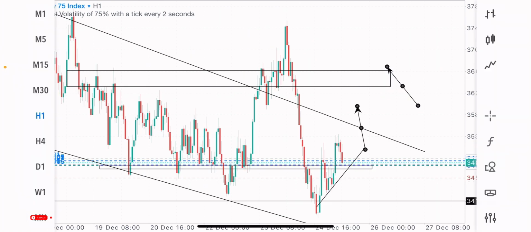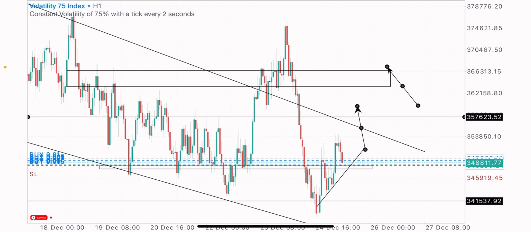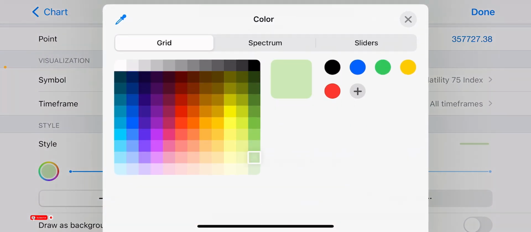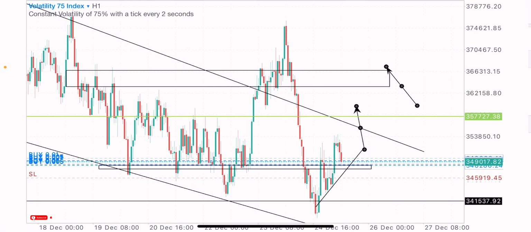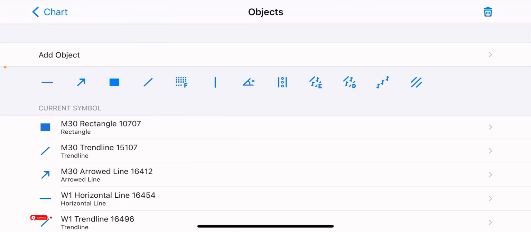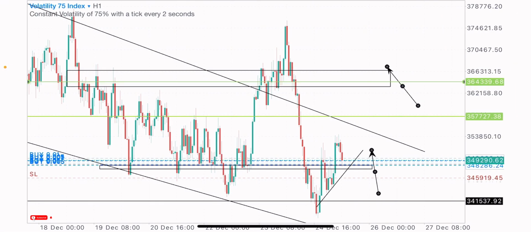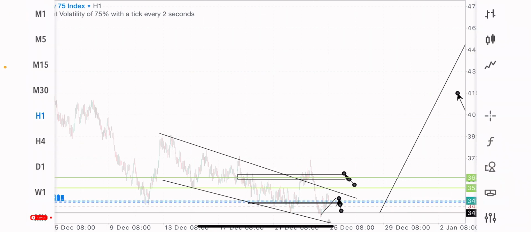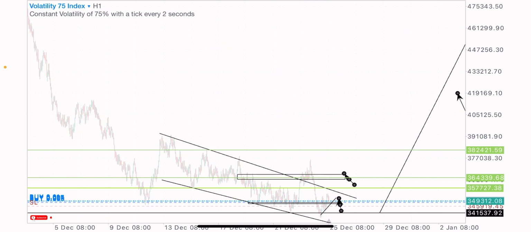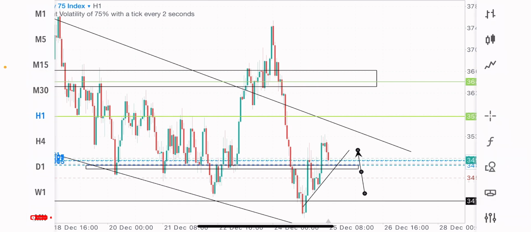I'll be having my first TP at this zone. Let me change the color of this to green to make it more specific. My first TP level would be here. My second TP would be on this key level of resistance here, and my third TP would be at this point. Long-term buy is expected on the volatility 75 index. So that's my view and market analysis on this index.